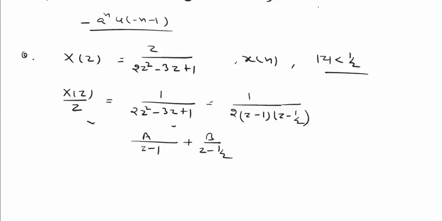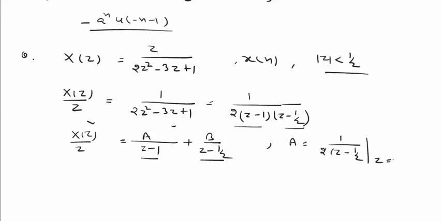Now we will discuss the partial fraction scheme, with partial fractions by two factors. We already factorized these two factors. The values of A and B we can calculate from the previous partial fraction style. 1 upon 2(z minus half), z equals 1. In this way we can calculate A and B also, where A and B are 1 and minus 1.